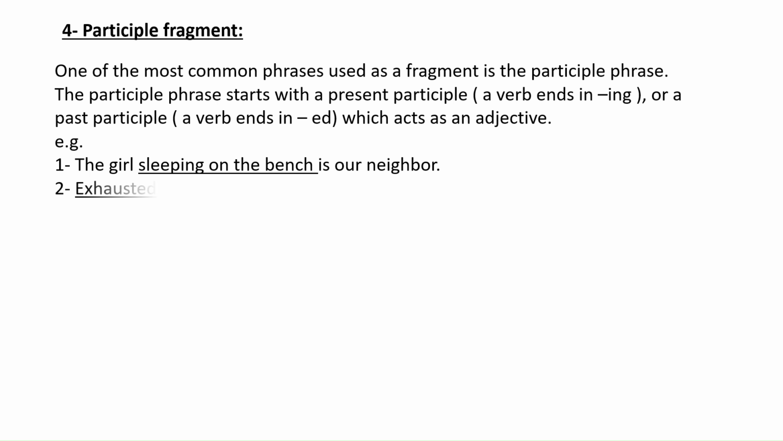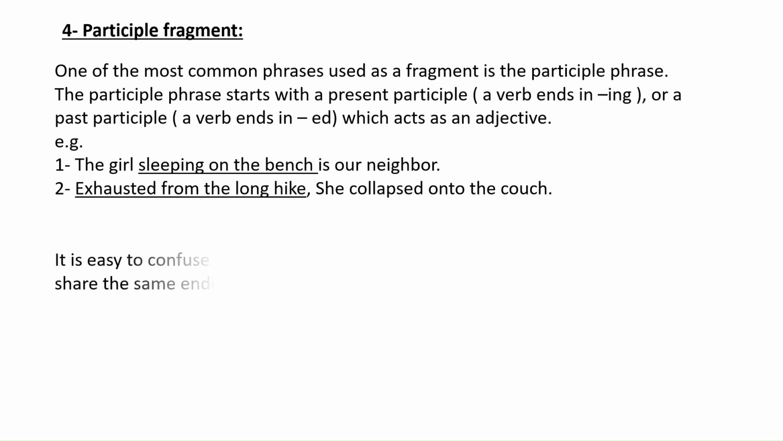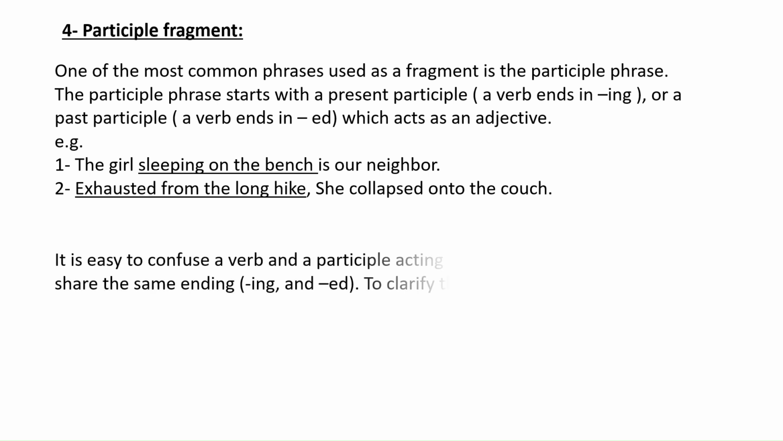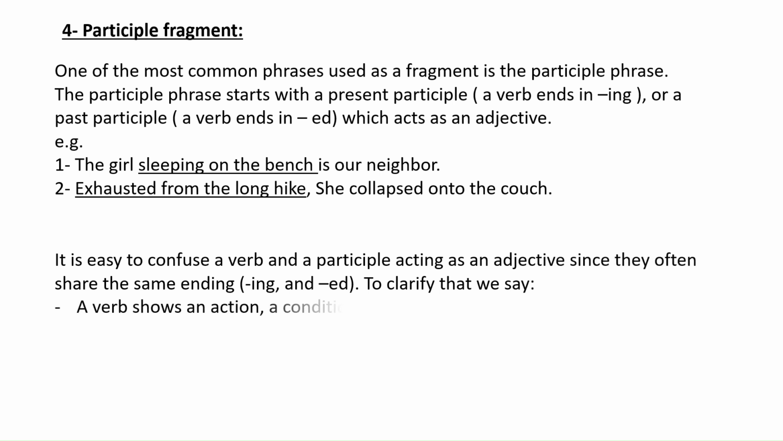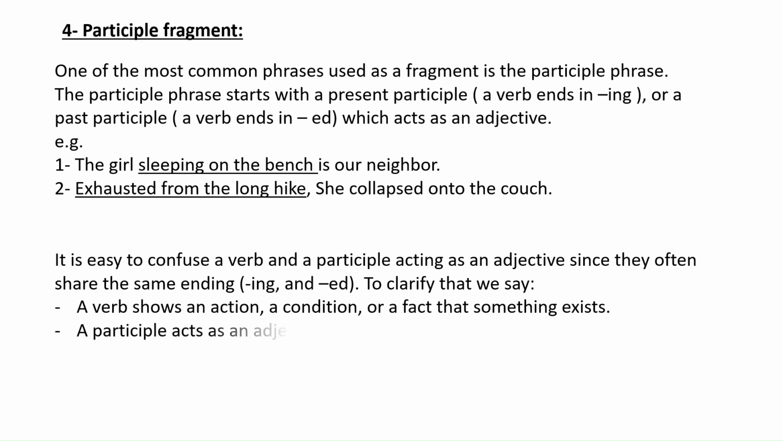It is easy to confuse a verb and a participle acting as an adjective, since they often share the same ending. To clarify that, we say a verb shows an action, a condition, or a fact that something exists, while a participle acts as an adjective that modifies a noun or a pronoun.